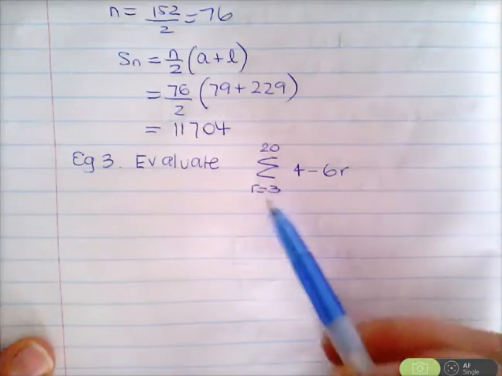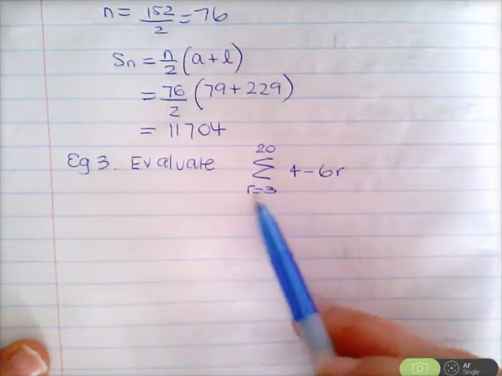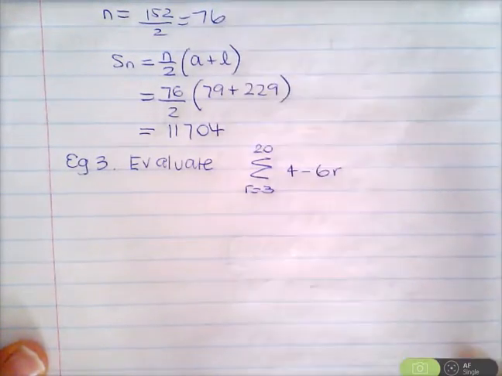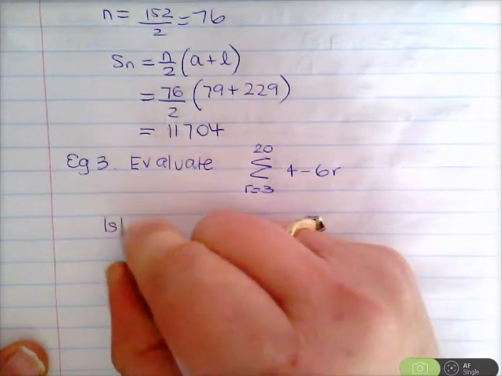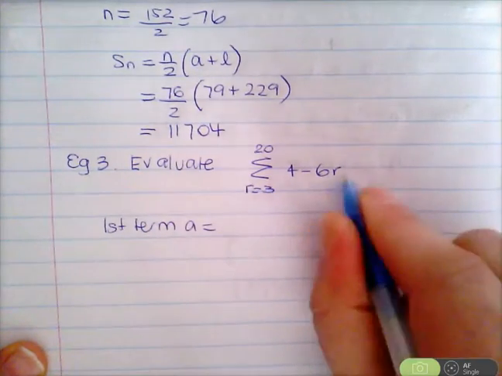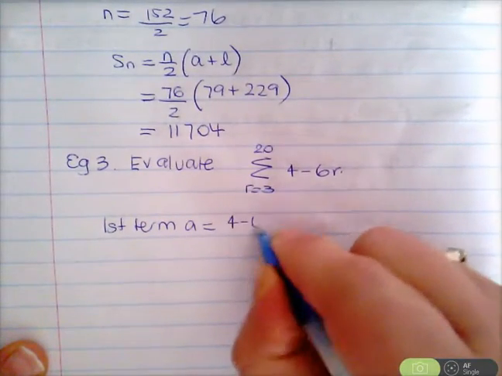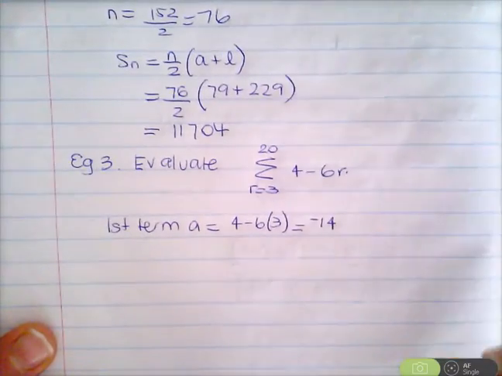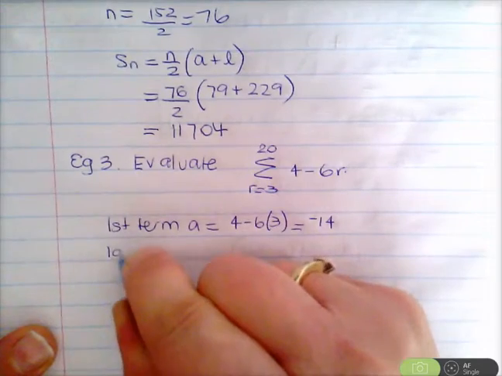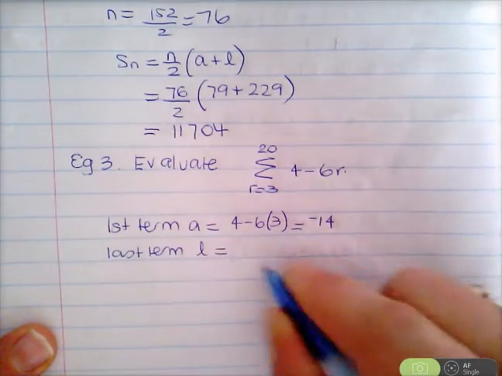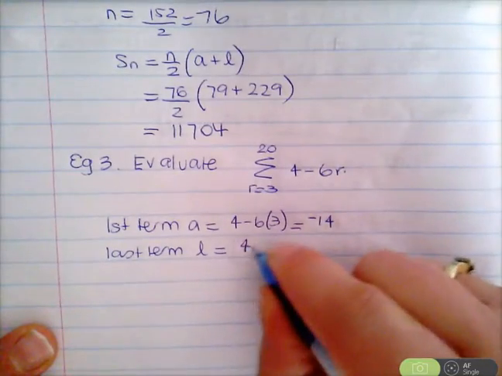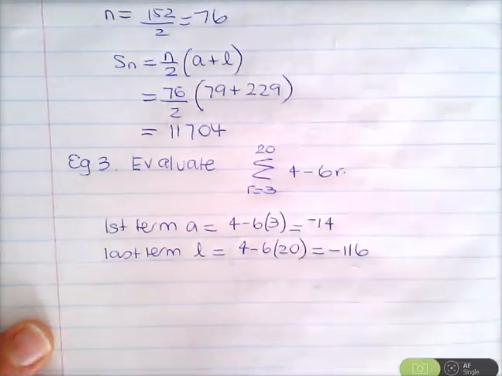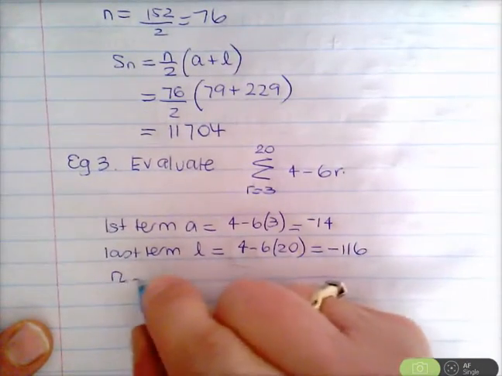Third example, evaluate the sum of the series from r equals 3 to 20, where the general term is 4 minus 6r. So let's look at our first term. A would be where we substitute r is 3. So we get 4 minus 6 times 3, that's 4 minus 18, which is -14. Now let's look at our last term. Our last term, L, is where we substitute r is 20, and we get 4 minus 6 times 20, which is 4 minus 120, which is -116. Now we need to see how many terms there are.